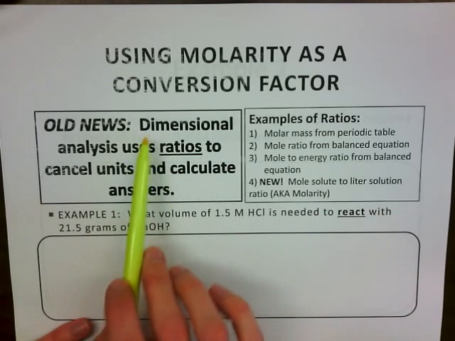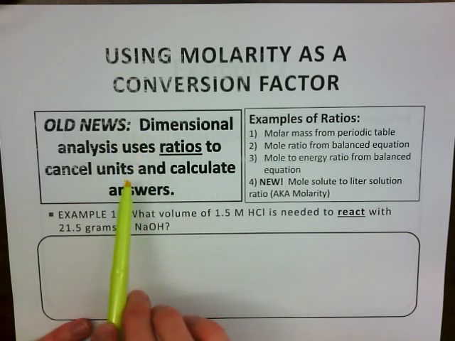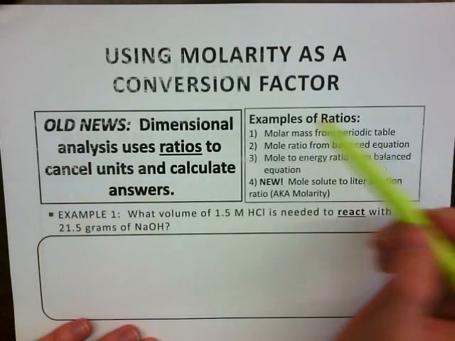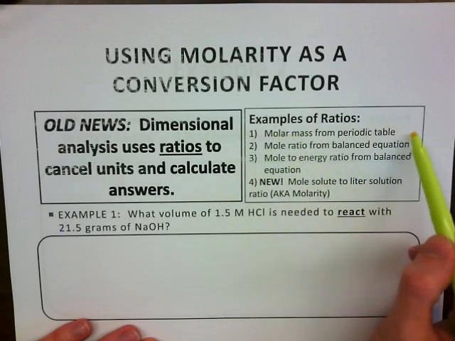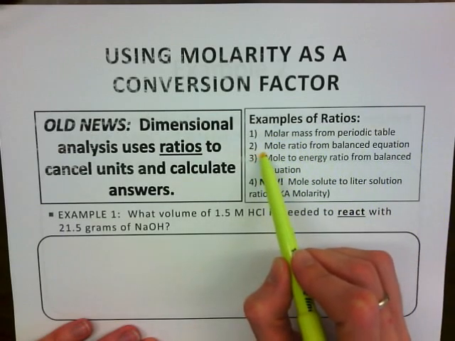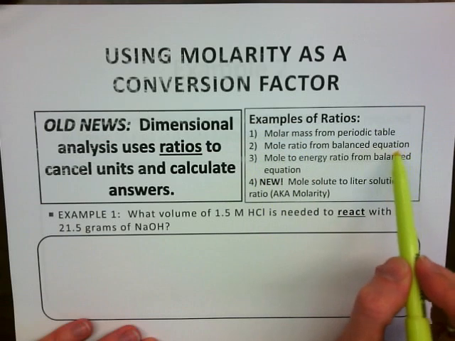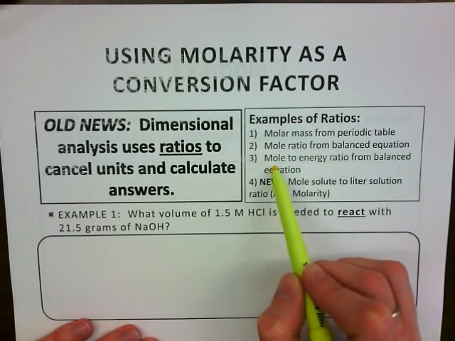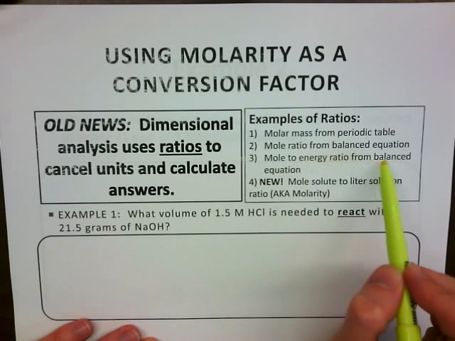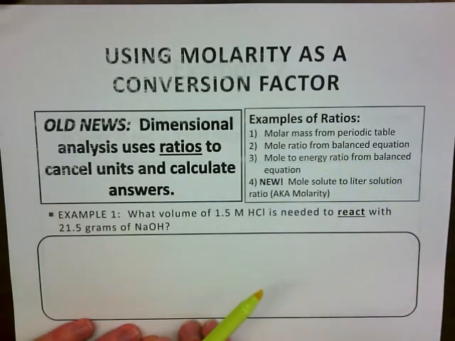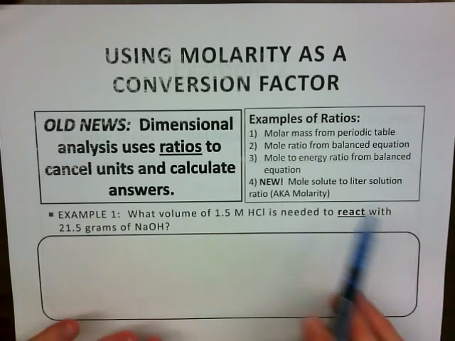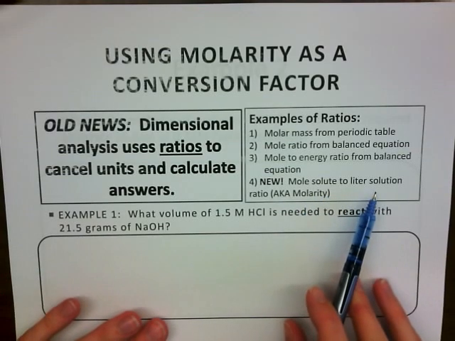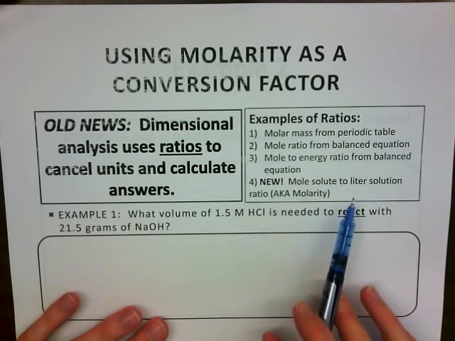So dimensional analysis, we know, uses ratios to cancel units and calculate answers. We have some ratios we've already used. We've already used the molar mass from the periodic table. We've already used the mole ratio from a balanced equation. And then in the last unit we started with this mole to energy ratio from a balanced equation as well with the delta H value. We're going to add one more ratio, and that's going to be the moles of solute to liter of solution, or also known as molarity.